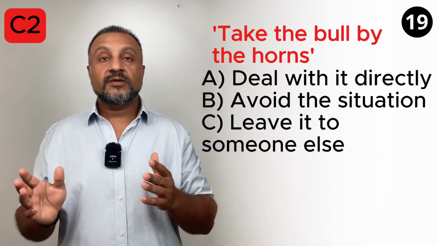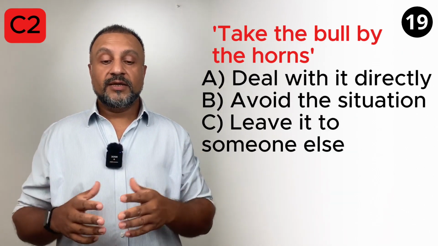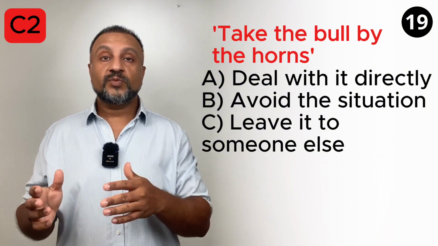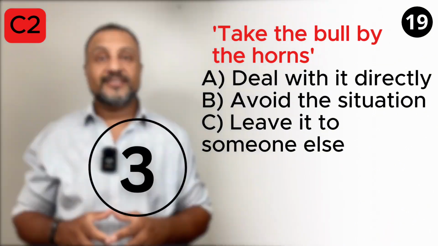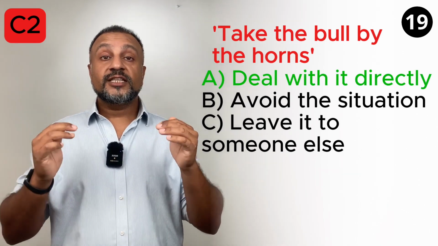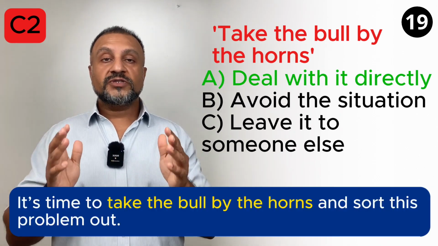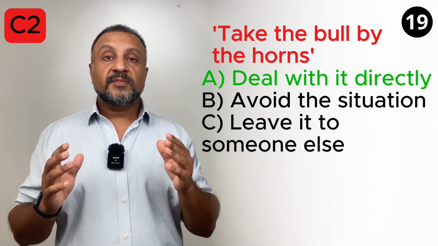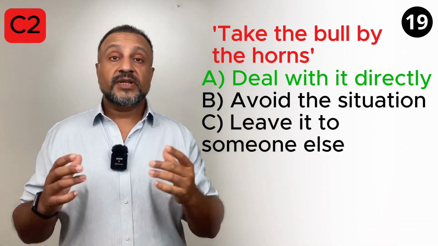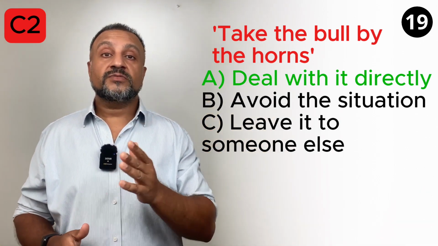What does take the bull by the horns mean? A, deal with it directly. B, avoid the situation. C, leave it to someone else. This is when you deal with something directly. It's time to take the bull by the horns and sort this problem out. Maybe you've had toothache and you've been avoiding going to the dentist, but now it's time to take the bull by the horns and go and fix the problem.